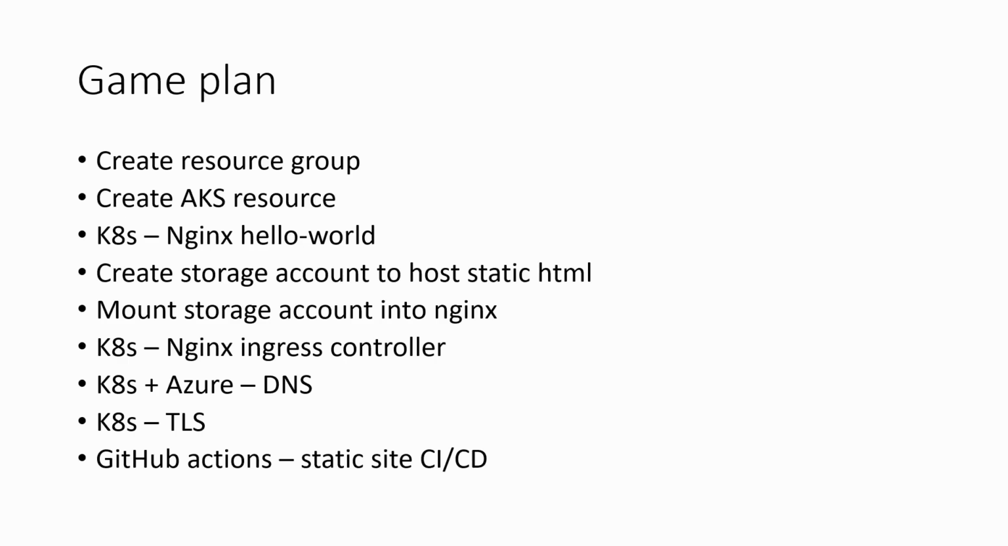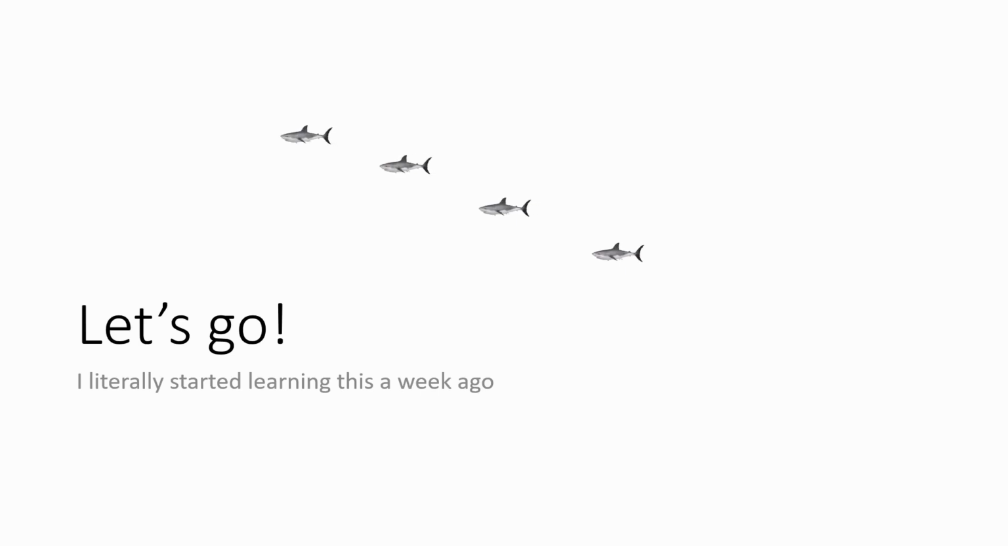Then we're going to create an ingress controller. So instead of having the base nginx as the load balancer, we'll create an actual ingress controller. And then we'll do DNS using Azure and Kubernetes. And then we'll look at TLS and GitHub Actions for continuous integration. So let's get into it.